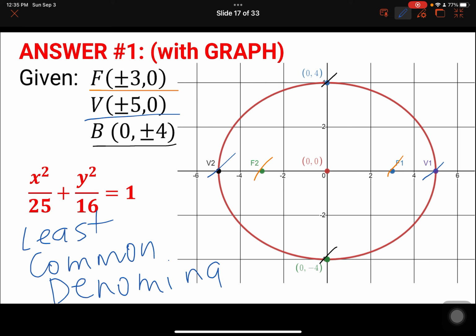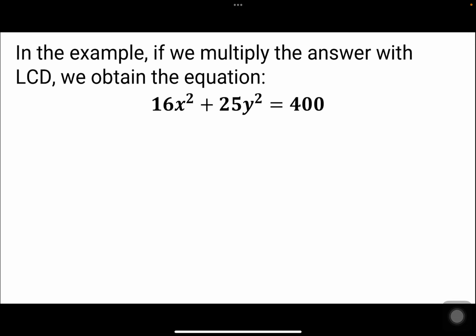Ibig sabihin, dapat yung parehong value nila makuha natin. So, pinakamadali para makuha yung least common denominator is 25 times 16. 25 times 16, anong value natin? So, 25 times 16 is equal to 400, kung di ako nagkakamali. Yan. So, 400. So, divide natin siya 400 pareho. Ayan yung makukuha nating equation. So, let's have this. Dito tayo mag-solve.